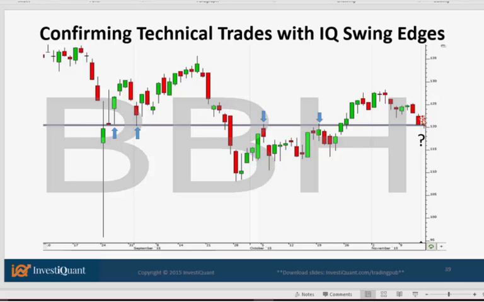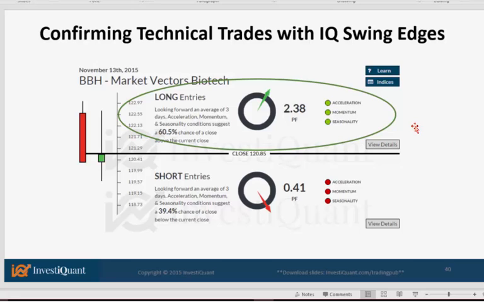Again, on the third try, that was broken, and now it was coming back down to test that level again, and Matt's theory was that it might work as a support level. So rather than just buying, he went ahead and checked the BBH guide for this particular day, which I think was November 13th.